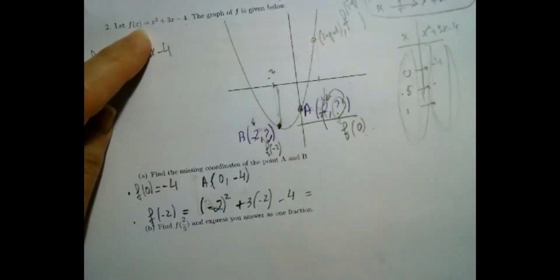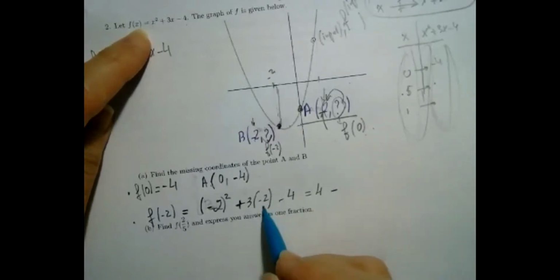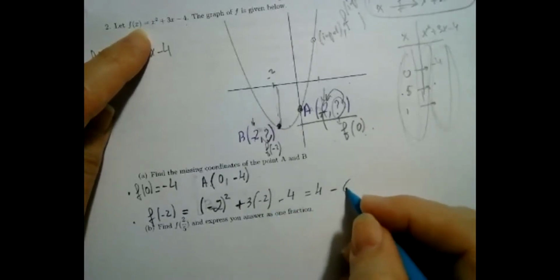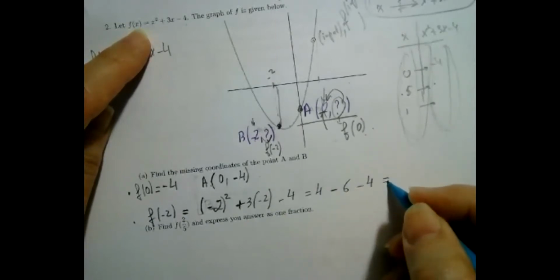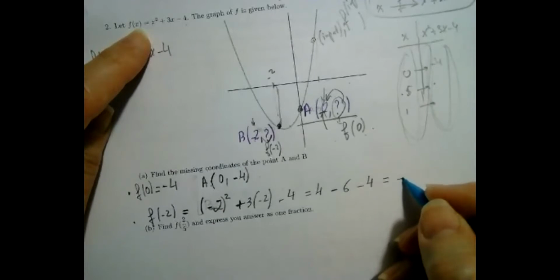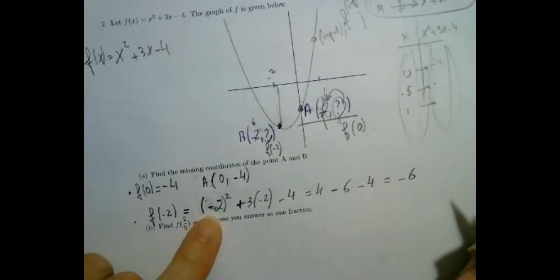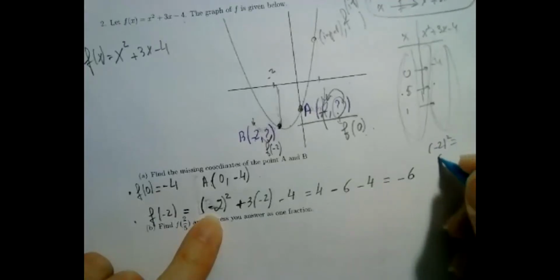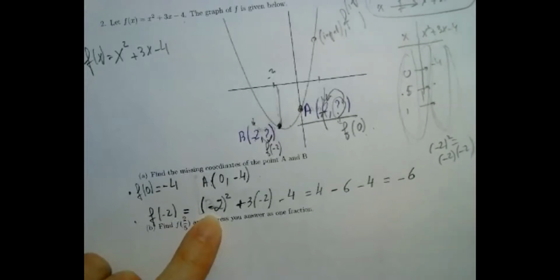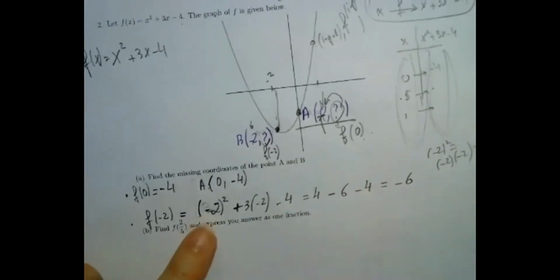-2 squared is -2 times -2, that's a 4. 3 times -2, it's a -6. 4 minus 6. No, it's not -14. It's -2. Right? Because -2 squared is -2 times -2. Minus times minus, so it's going to give me a 4, then -6, so -2.